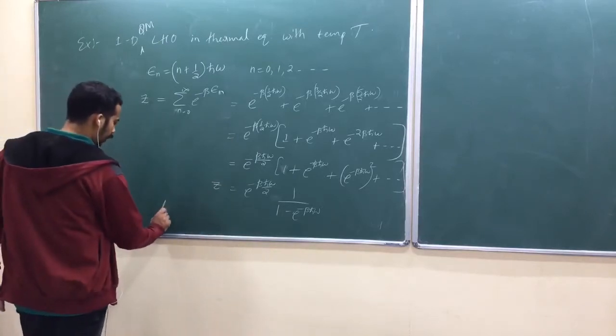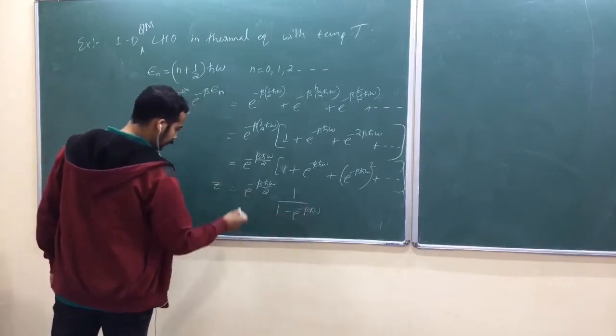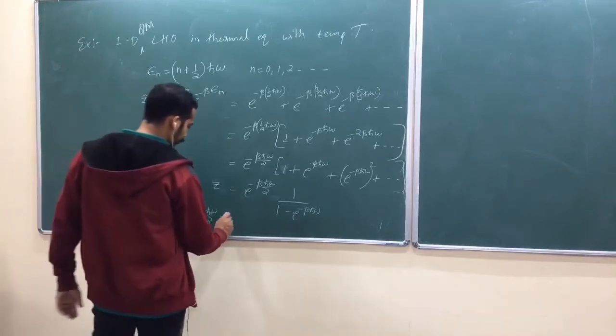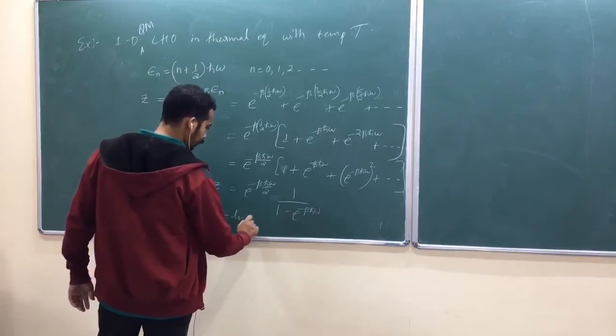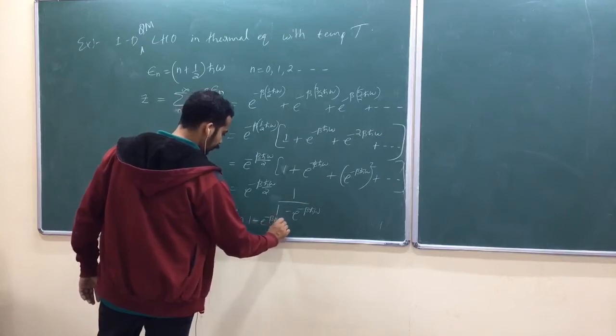So now if you apply log of z, what would happen? Log of e divided by log of 1 minus e, like that becomes minus beta h bar omega by 2, plus, minus log of 1 minus e raised to minus beta h bar omega.